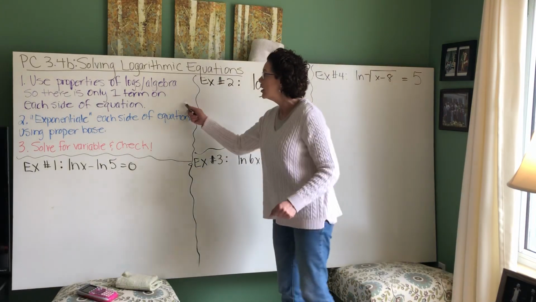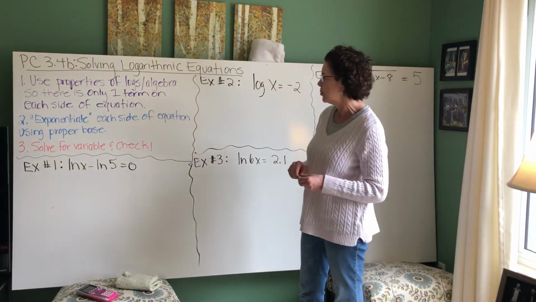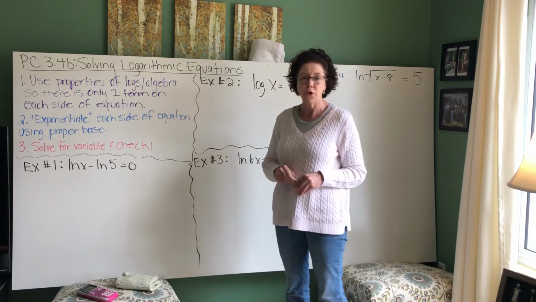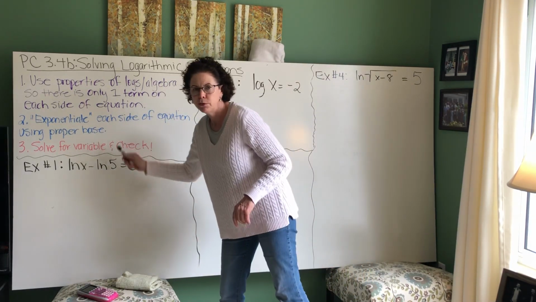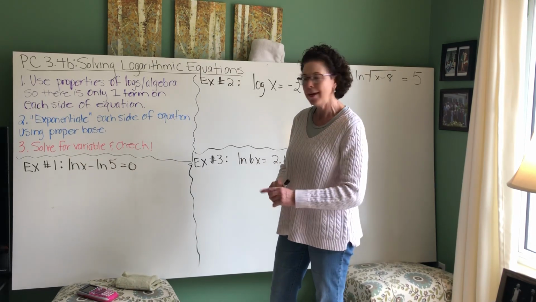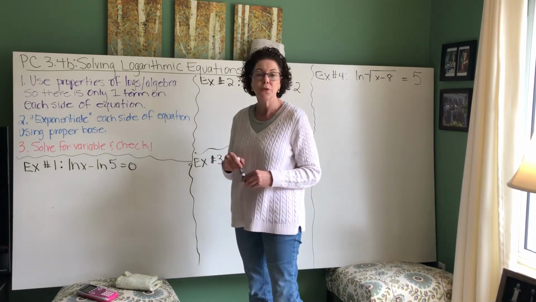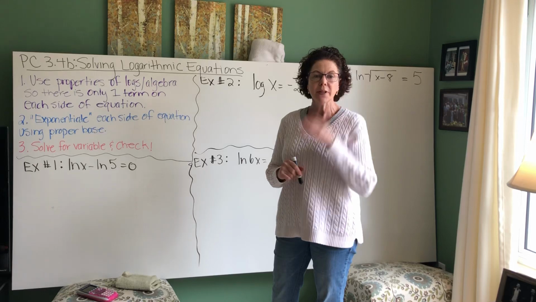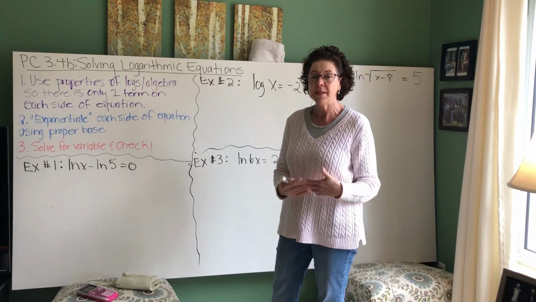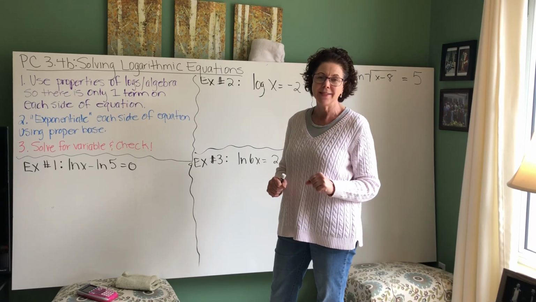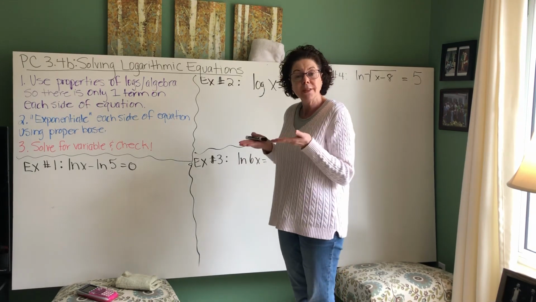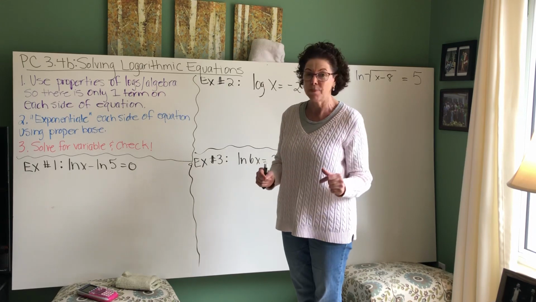Here we go. We are going to use properties of logs in algebra. So there's only one term on each side of the equation. This might be what you're not used to. We're going to exponentiate each side of the equation using a proper base. This simply means we're going to identify the base we see in the problem and use that base on both sides of the equation to raise both sides of the equation up as an exponent, right?